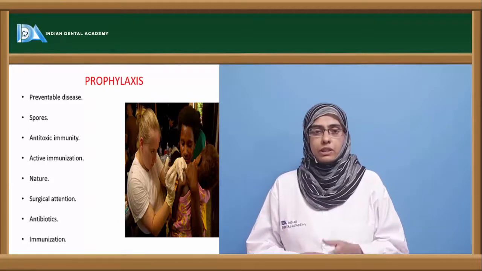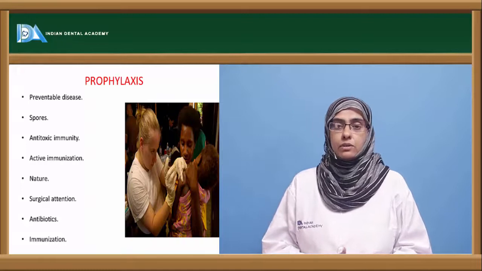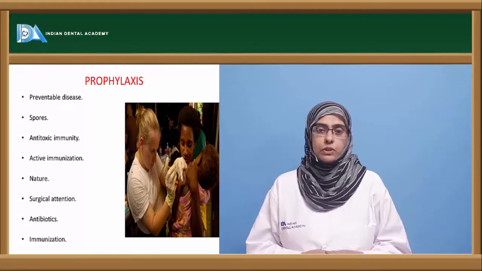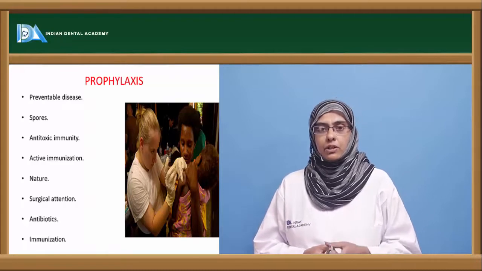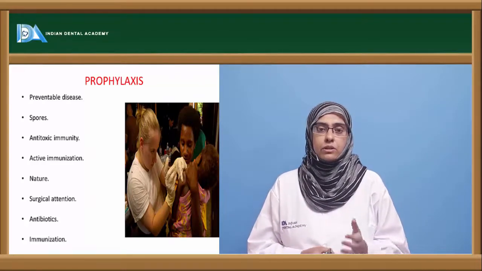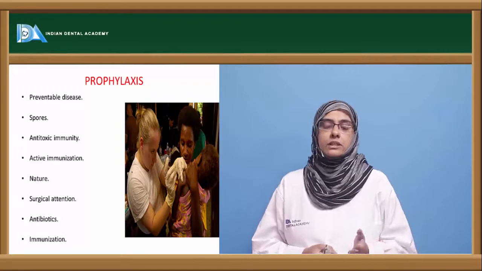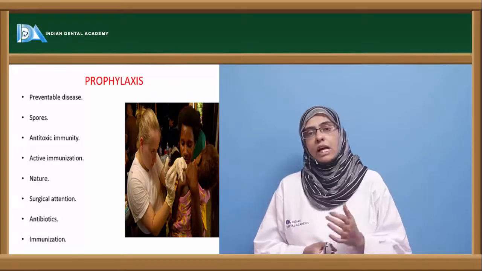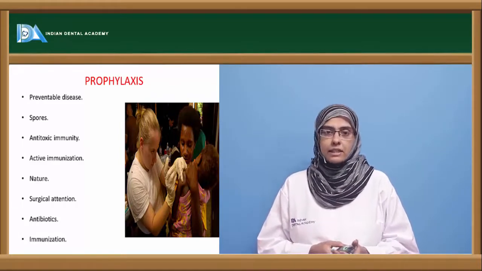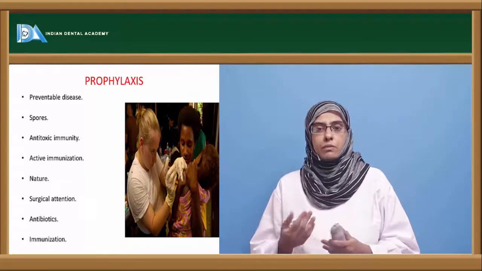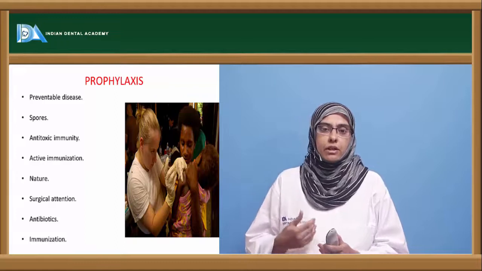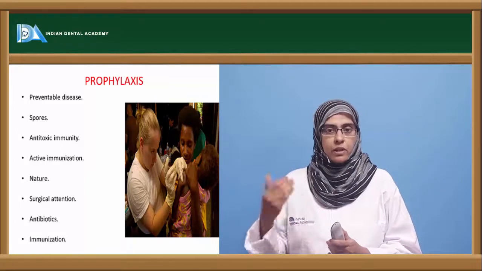Now coming to the next part, that is prophylaxis, how to control this disease. Because the spores are ubiquitous in nature, we cannot prevent contamination of the wound. The best way to protect ourselves from this disease is antitoxic immunity or active immunization, and that depends on the strain of the organism and the immune system of the host. Three methods can be adopted to control this disease.